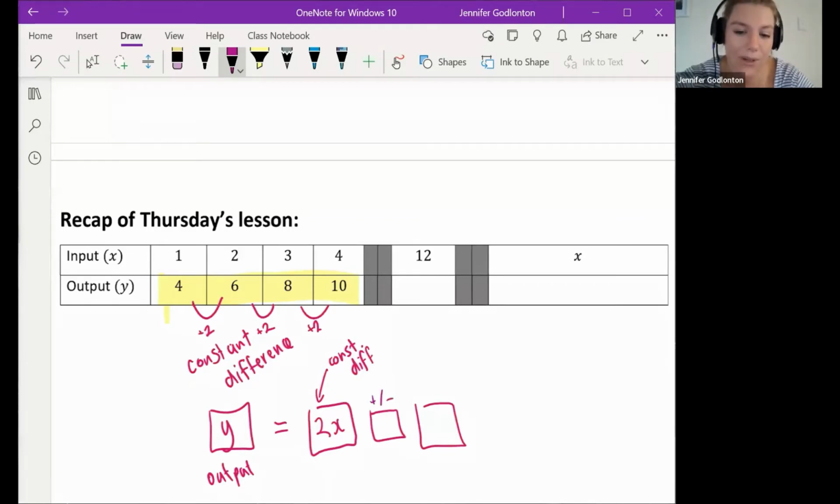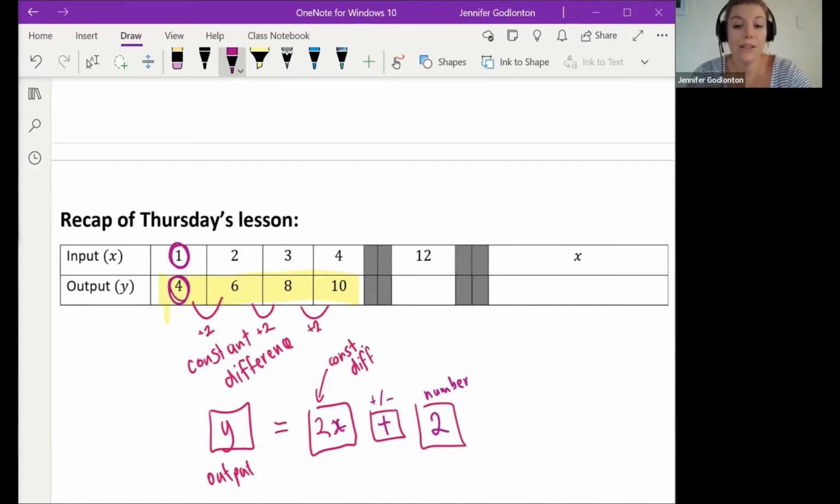Okay, so what we're going to have here in this little block, we're either going to have a plus or we're going to have a minus, and then in the next one we're going to have a number. Okay, and the way that we work that out is we take our input, because remember our input is x. So we're saying, well, if x is 1, we're saying 2 times 1, which is 2, but I need an output of 4, which means I need to add 2 to get my output of 4.